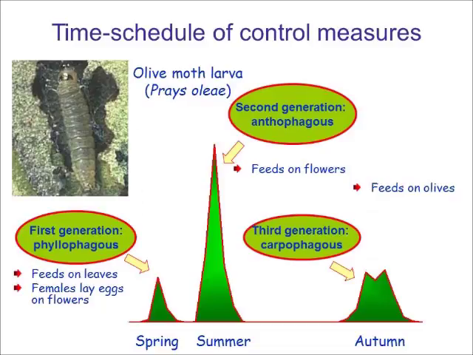Let's give now an example of how we can use population monitoring with traps in order to time schedule the control measures against the olive moth, Prays oleae, in an optimum way. The olive moth is one of the most destructive insect pests in olive production in the Mediterranean area. The olive moth has 3 generations per year: one phyllophagous generation in early spring, which feeds on leaves and lays eggs on the flowers; one anthophagous generation in late spring or early summer, which feeds on flowers; and the third one, a carpophagous generation, which feeds on olive fruits in autumn.